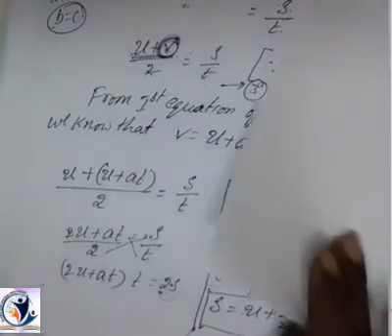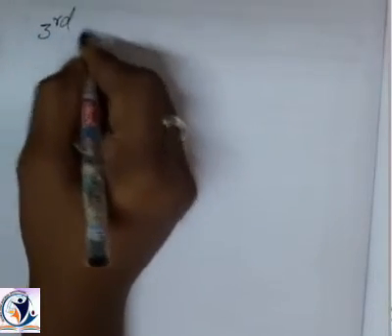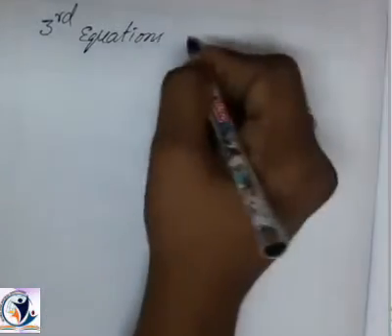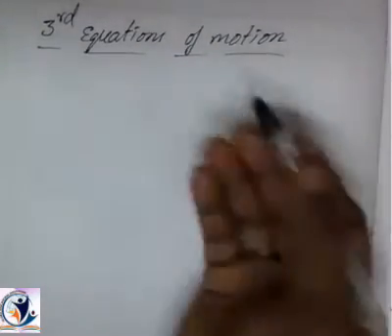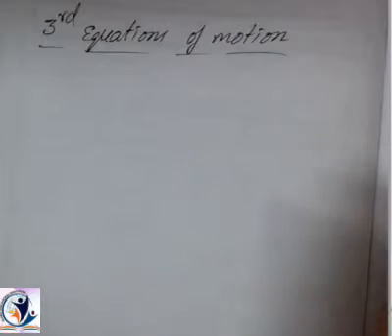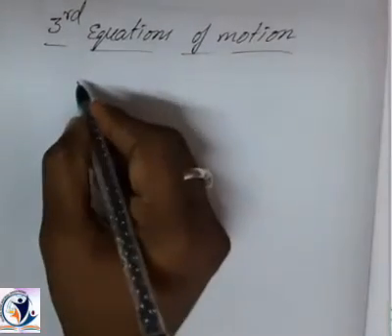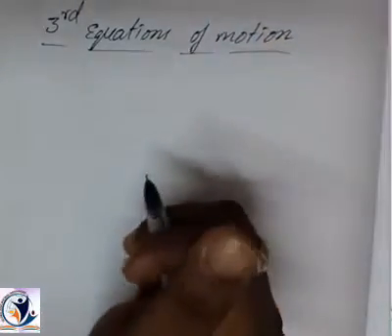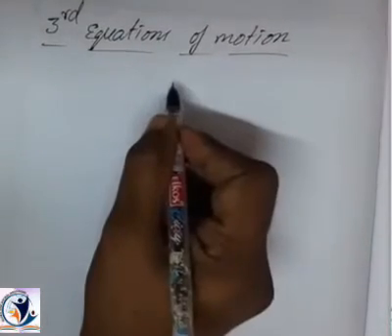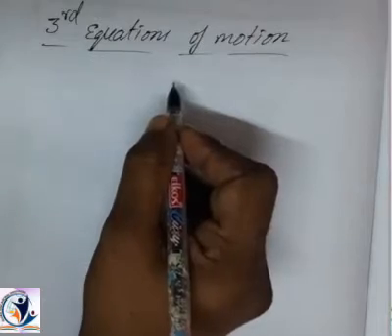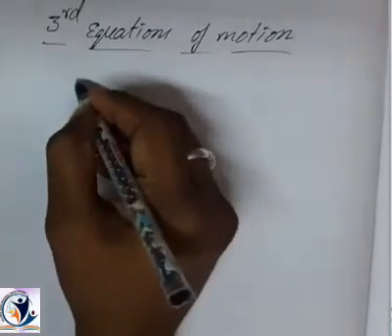I hope so. Okay, let us go for the next equation of motion, that is the third equation of motion. What is the third equation of motion, do you remember or not? Here also we are taking the same concept, that is average velocity is equal to displacement by time taken. Of course, we know this very well. Now, if we take the same concept, what are we going to get? Maybe we are going to get a confusion over there. Okay, let us see what is going to happen.